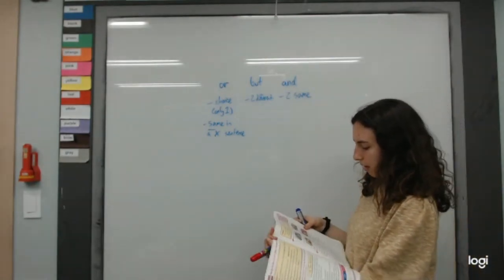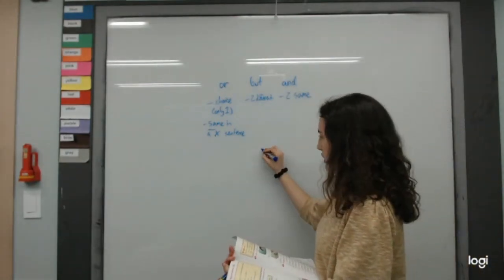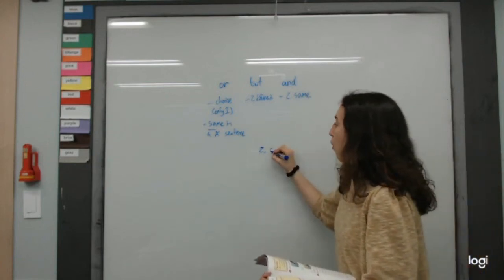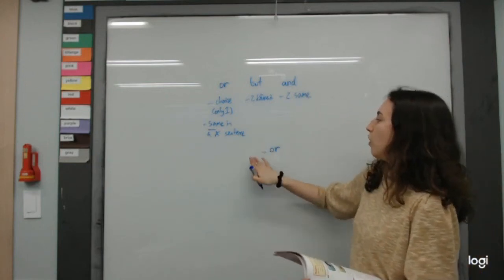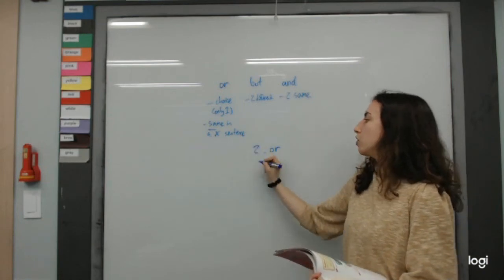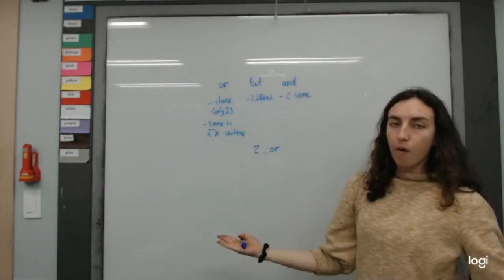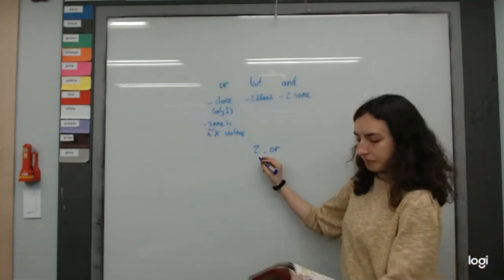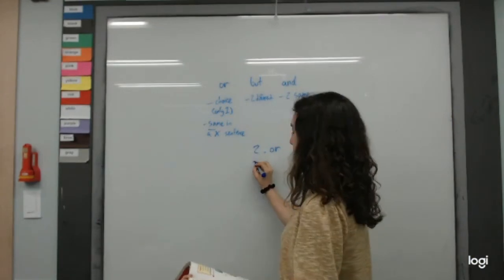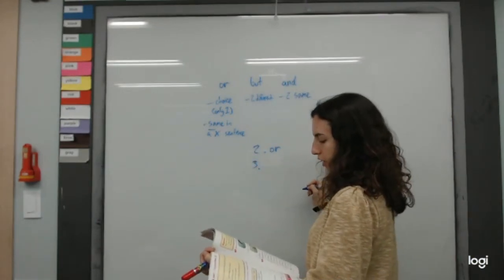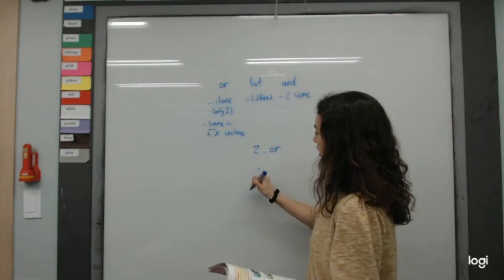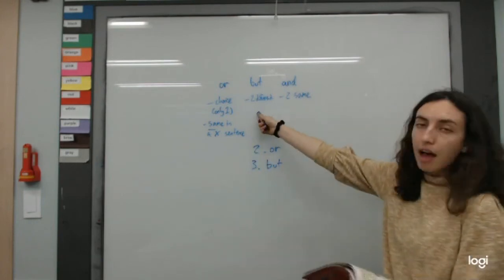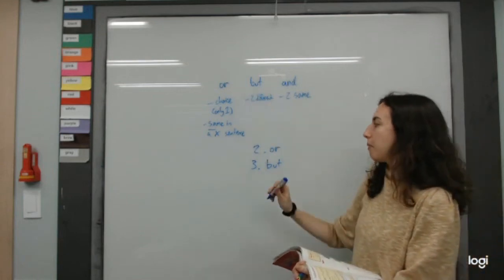So number one, I don't like vanilla ice cream, but I like strawberry. Number two, what do you want? An apple or an orange? So we can't have apple and orange. We can have apple or orange. One. So we say or, not and. Okay? Next one. Three. She likes nuts on her ice cream. We can say but. She loves cherries. Love and like are different, so we say but.